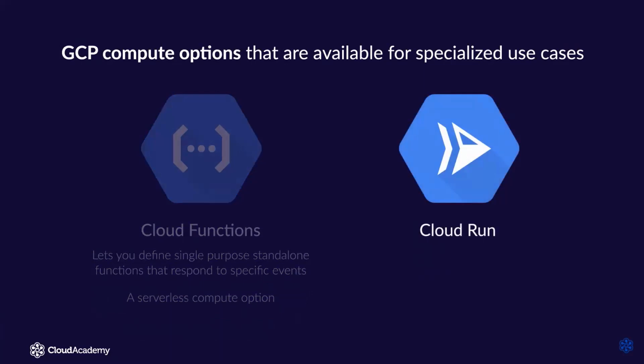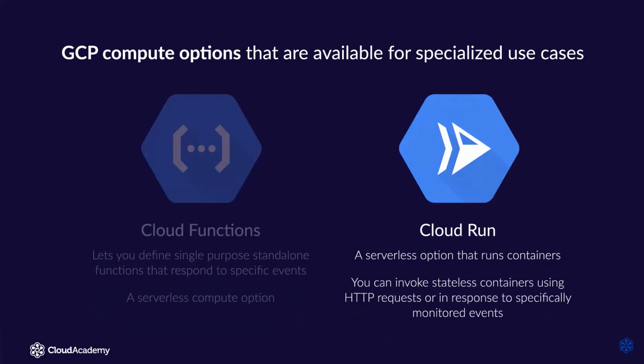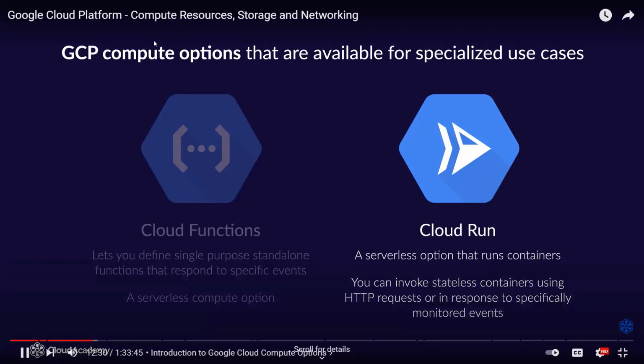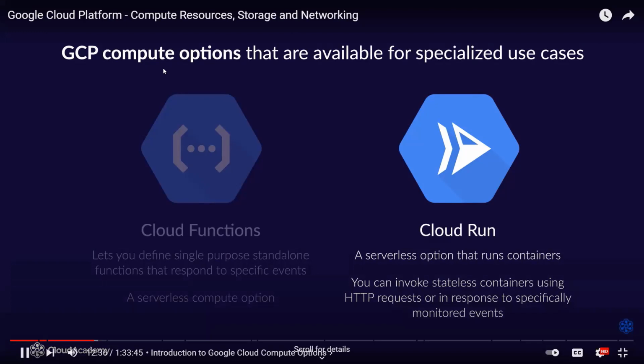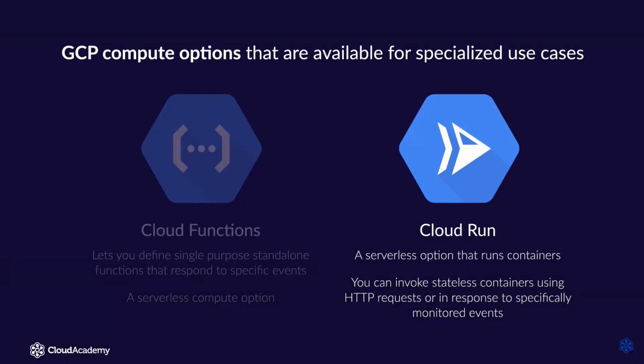Now, Cloud Run is also a serverless option like Cloud Functions, but the difference is that instead of running just code, you create containers. With Cloud Run, you invoke stateless containers using HTTP requests, or you can have them be generated in response to specifically monitored events. This is a very simple way of creating container-based workloads with all considerations of hardware abstracted away. You don't think about even an environment like with App Engine. As of the creation of this course, Cloud Run is still in beta, so we're not going to spend a lot of time on it, but it is definitely worth checking out.